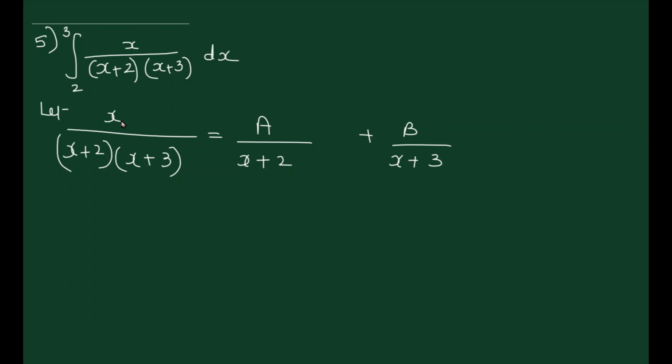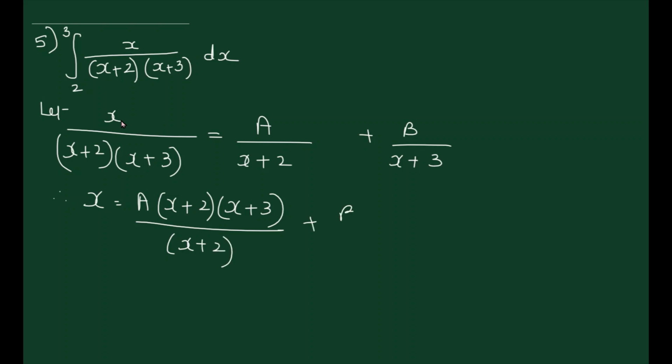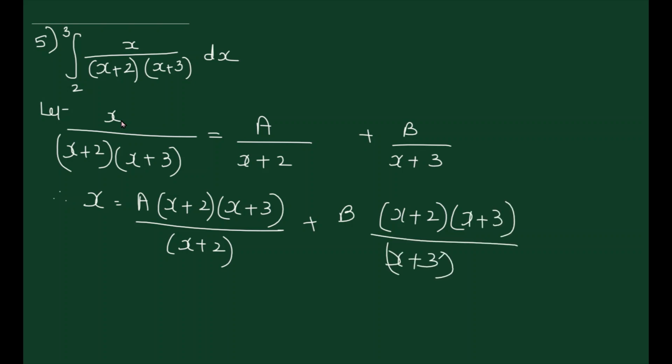Okay, then therefore upon cross multiplying with the denominator from the LHS, we take the denominator to the RHS actually, we get x is equal to a into this term (x plus 2)(x plus 3) upon (x plus 2) plus b into the same thing. We cancel out what the common terms are from the numerator and the denominator in each case. So we get x is equal to a into (x plus 3) plus b into (x plus 2).